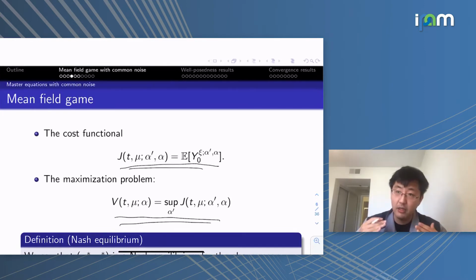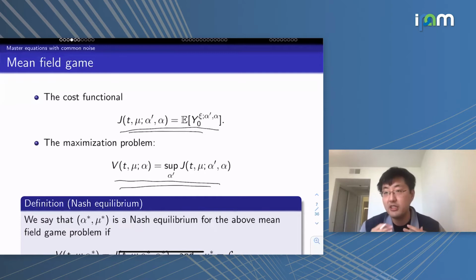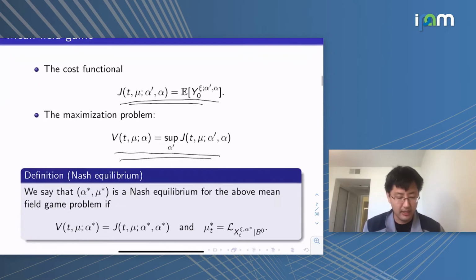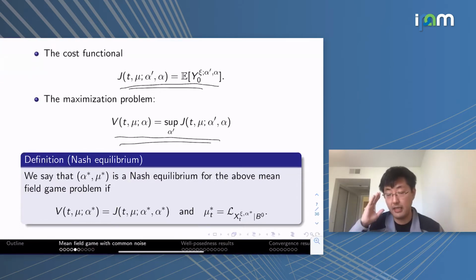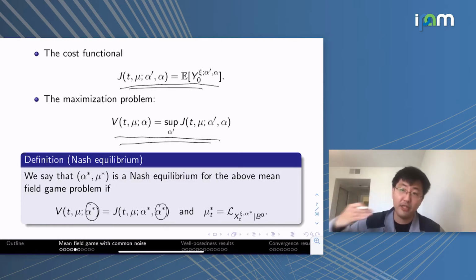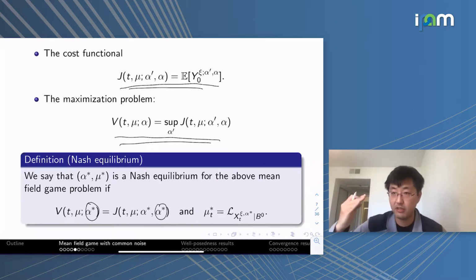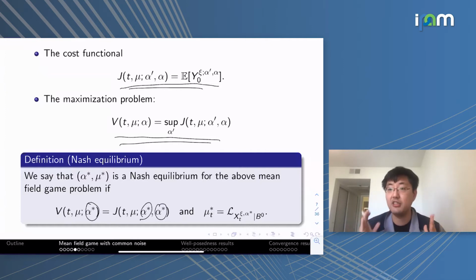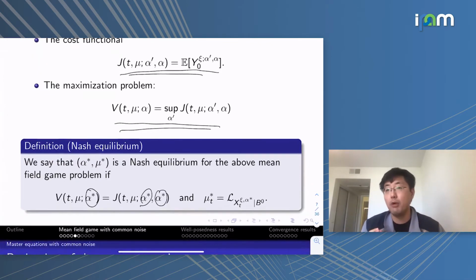Later I want to study what the Nash equilibrium is here. So what is the Nash equilibrium for the mean field game? We say that (alpha star, mu star) is a Nash equilibrium for the above mean field game problem if the population chooses alpha star, and then the optimal strategy for the individual player is again the same thing, alpha star. Then we call this alpha star the Nash equilibrium. And this is the path, or the trajectory, for the population when everybody is choosing the Nash equilibrium. Again, this is a random variable.